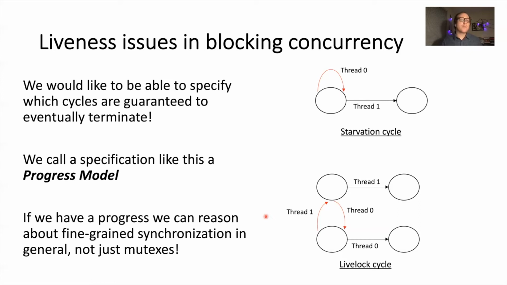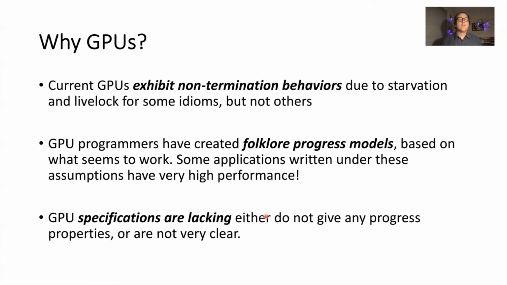So it seems like we'd want progress models for all of our concurrent processors. So why are we focused on GPUs in this work? Well, GPUs are a really pragmatic target for this sort of exploration because current GPUs do exhibit non-termination behaviors due to starvation and live lock for some idioms, but not others. So it so happens that you can program a mutex on modern GPUs and it tends to work, but a synchronization barrier will lock up.